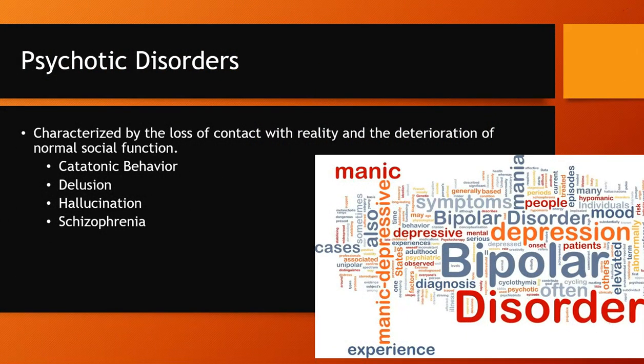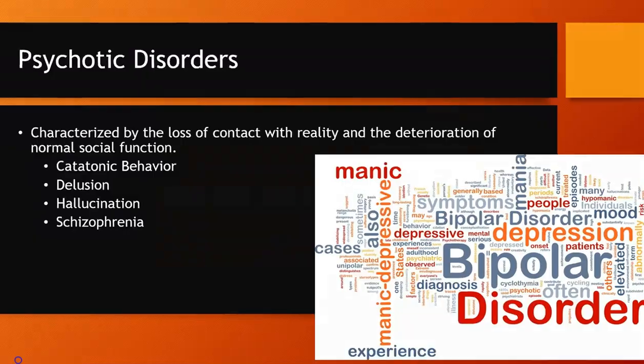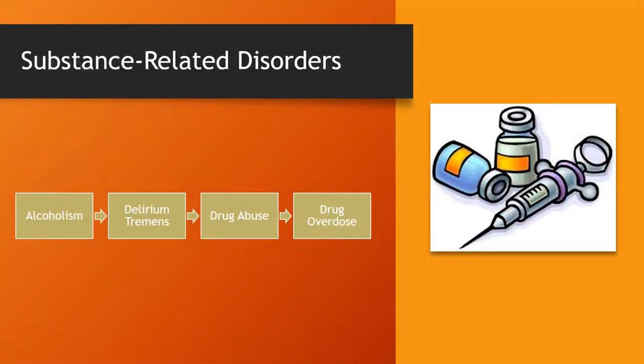Psychotic disorders are characterized by the loss of contact with reality and the deterioration of normal social function. And examples of those might be catatonic behavior, delusion, hallucinations, or schizophrenia. Substance-related disorders are alcoholism, delirium tremens, drug abuse, and drug overdose.